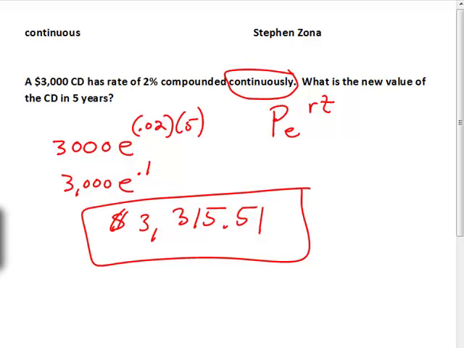Also, use your common sense. You're starting with your initial investment of $3,000. I don't care how long you put it in there. Your money has to be worth more than $3,000. It's not like a stock where it goes up and down. When you get a CD, it can only go up. So your answer has to be higher than $3,000.